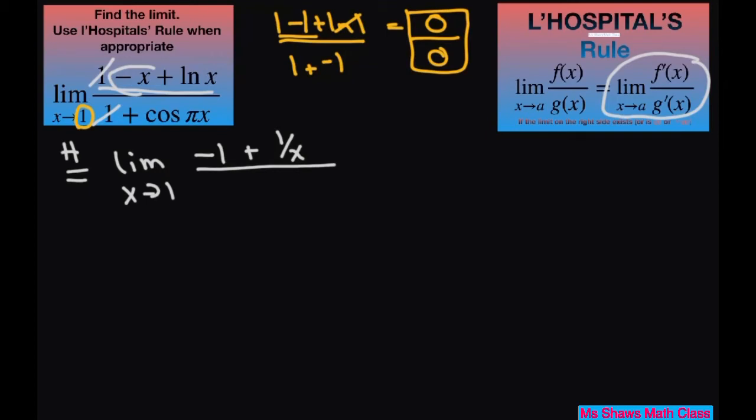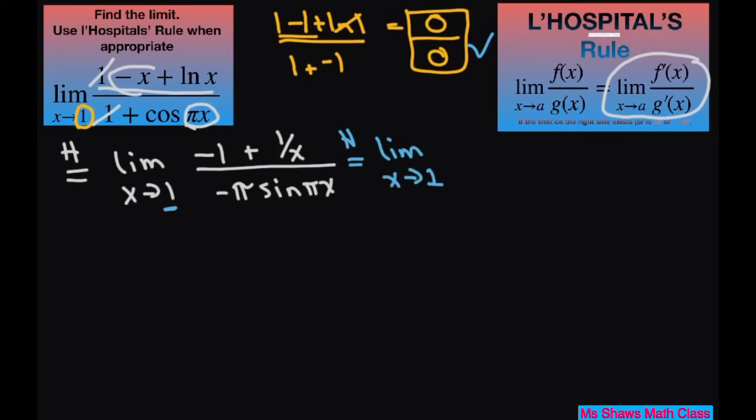For the denominator, the derivative of cosine is negative sine of pi x. And then the derivative of pi x is just pi, so I'm going to put that in front. I'm going to write this as negative pi. All right, so if you substitute 1, you're still going to get 0 divided by 0. So we're going to apply L'Hopital's rule again and differentiate again.